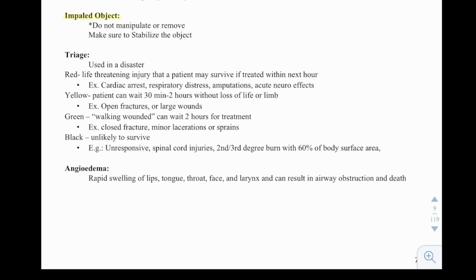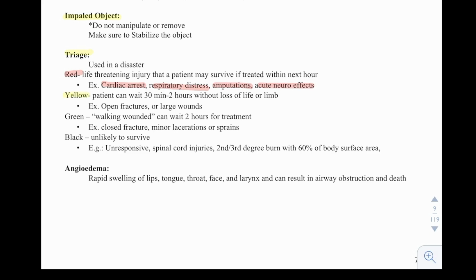When we talk about triaging a patient in a disaster, what is important to remember is the color coding system. So for red, these are going to be our patients or people who have a life-threatening injury that a patient may survive if treated within an hour. So things like cardiac arrest, respiratory distress, amputations, acute neurodefects. We could save them in an hour.